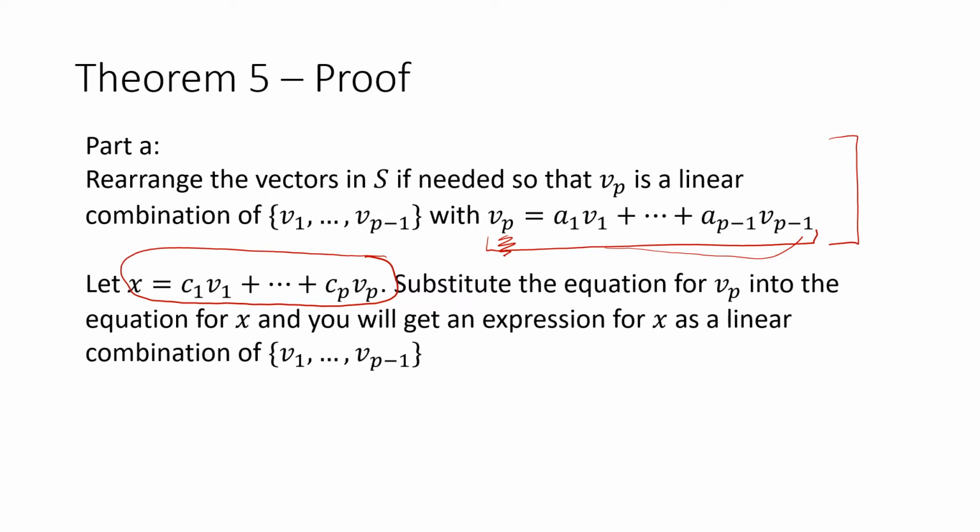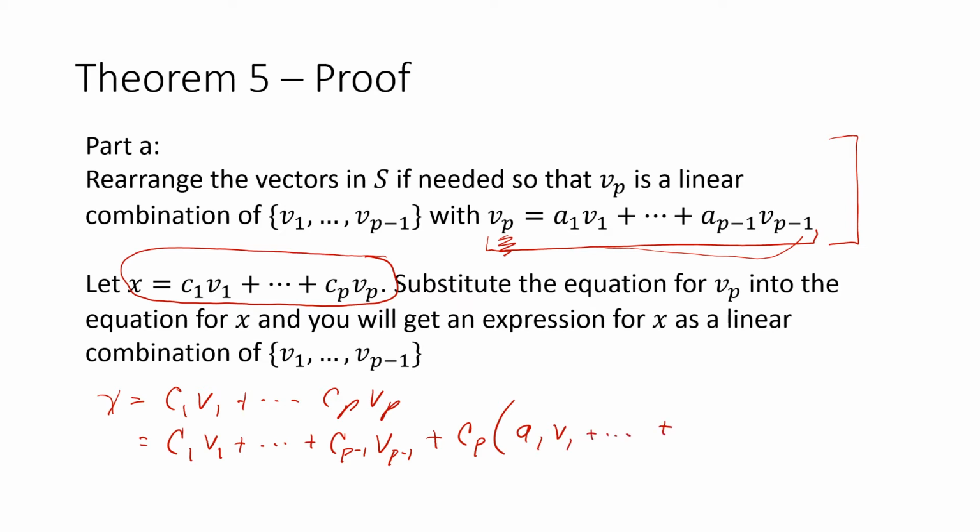Well, this is fairly easy to do. We have that x is equal to c1v1 up to cpvp, but we have an equation for vp. So this is equal to c1v1 plus, I'm going to write, c(p-1)v(p-1) plus cp. Well, now we can substitute for vp, a1v1, and everything up to a(p-1)v(p-1). Take that and simplify it, and what do you get? You get an expression to build x from your smaller set. So in other words, everything you can build from your bigger set, you can build from your smaller set. So the spans have to be the same.